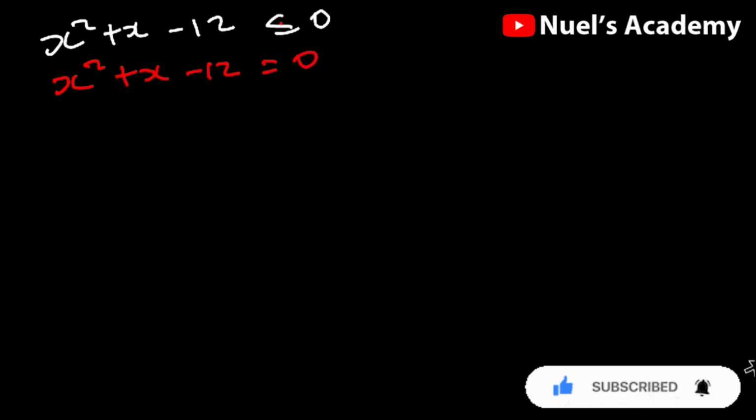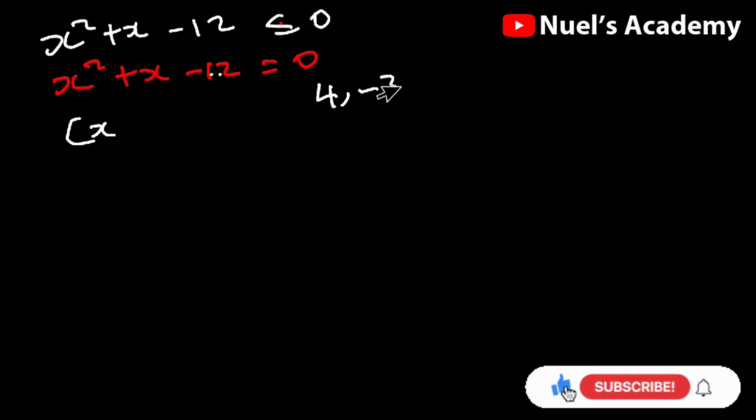Now if you factorize this, we are going to have x. Now, two numbers that when you multiply them you get negative 12, because obviously you have 1 here. 1 times negative 12 is negative 12. If you multiply them you get negative 12. If you add them you get 1. So the two numbers are 4 and negative 3, because 4 times negative 3 is negative 12, and 4 plus negative 3 is 1. So we're going to have x plus 4, then open another bracket, x minus 3, equal to 0.